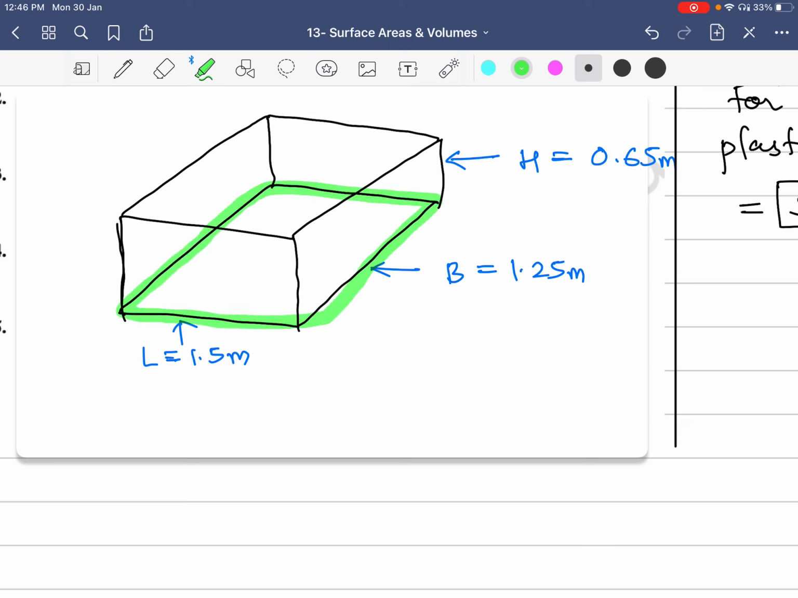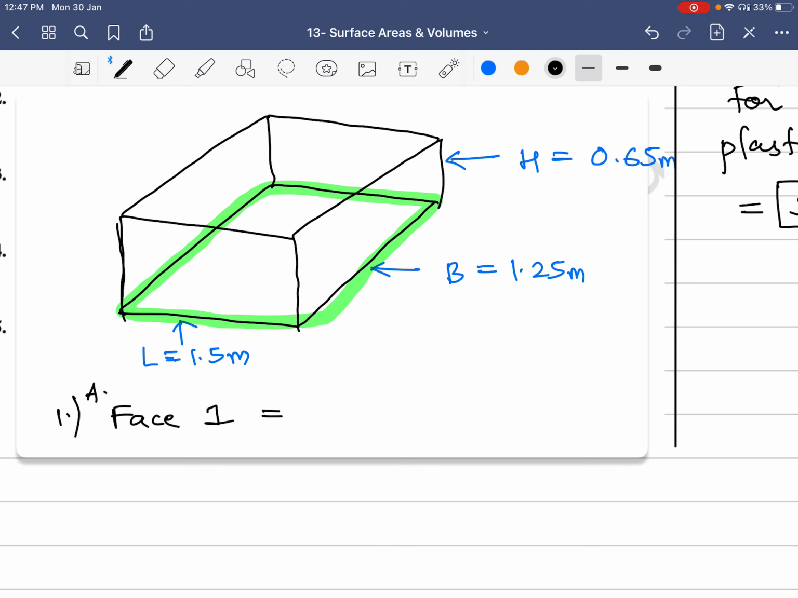Okay, which has these dimensions, length and the breadth. Now the top rectangle I'm not going to highlight because it does not exist. The top of the plastic box is open. So okay, let's start like this. Point number one. So face one has the area.